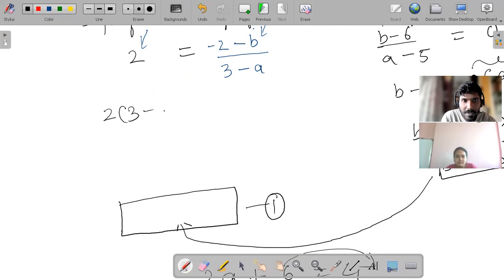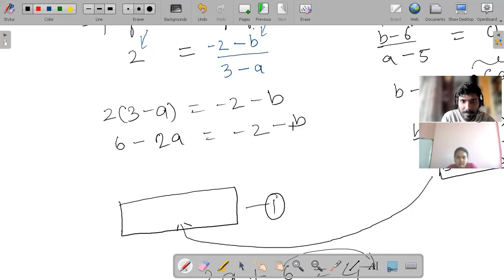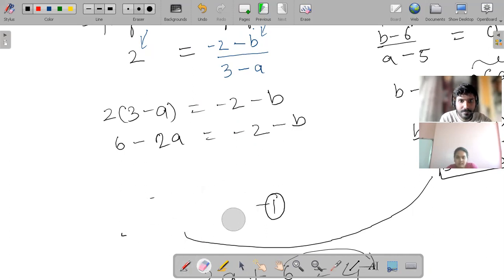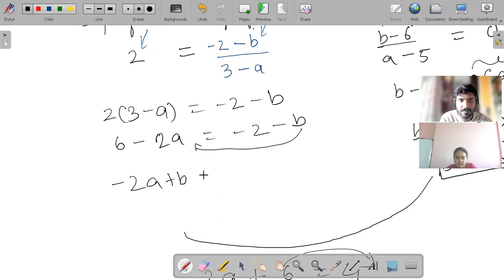Two into 3 minus A is equal to minus 2 minus B. So this became 6 minus 2A equal to minus 2 minus B. And this minus 2A will keep here. Minus B I'll take on the other side, so it became plus B equal to minus 2. And this plus 6 when you take on the other side, it becomes minus 6. So you have minus 2A plus B is equal to minus 8.